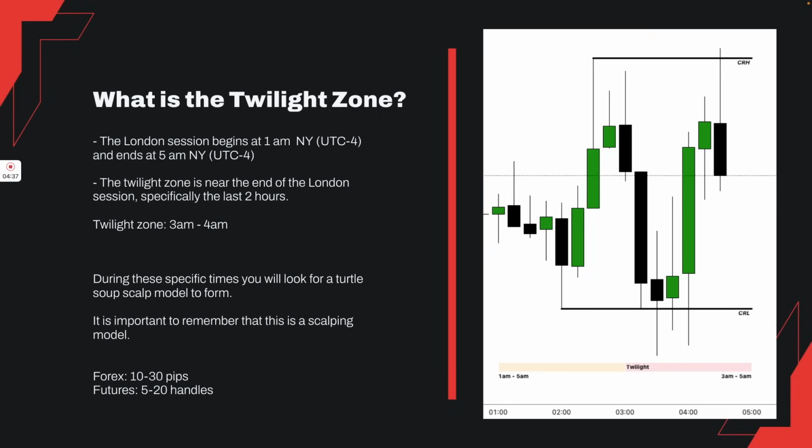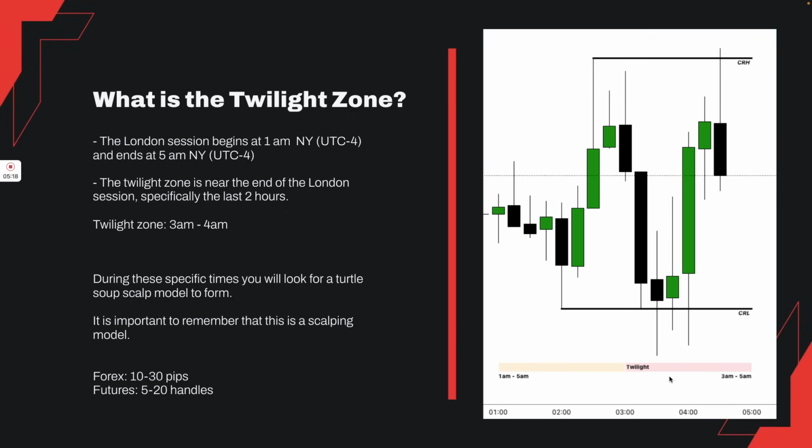Now, the Twilight Zone is near the end of the London session, specifically the last 2 hours. This is very, very important. The Twilight Zone begins at 3 a.m. and ends at 5 a.m. This is a typo. All right, this is supposed to say 5 a.m. So as you can see here, London session begins at 1 a.m., ends at 5 a.m. The twilight zone starts at 3 a.m. and ends at 5 a.m.